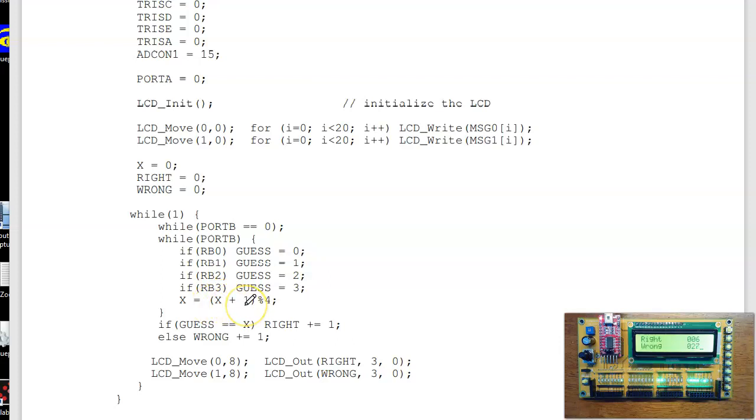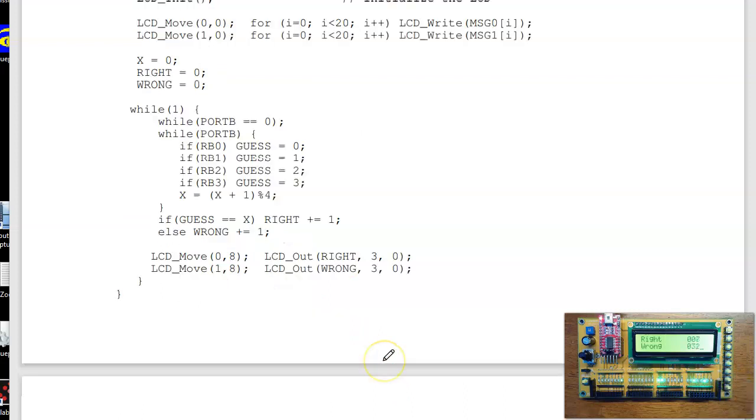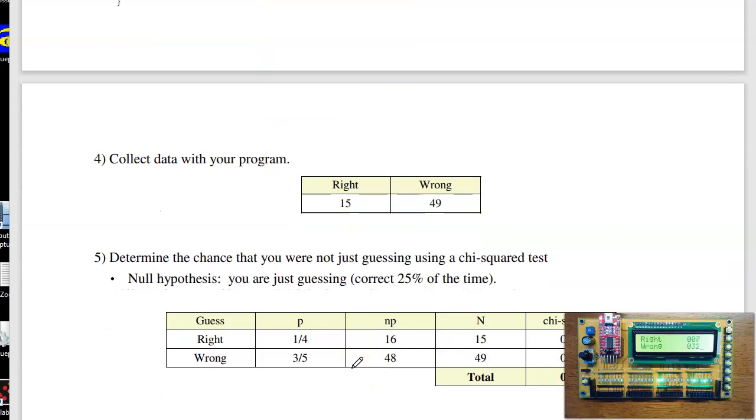it generated a random number, checked to see was it equal to 2. If it was, I was right, otherwise I was wrong. Display how many times I'm right and wrong. And then check, am I psychic?